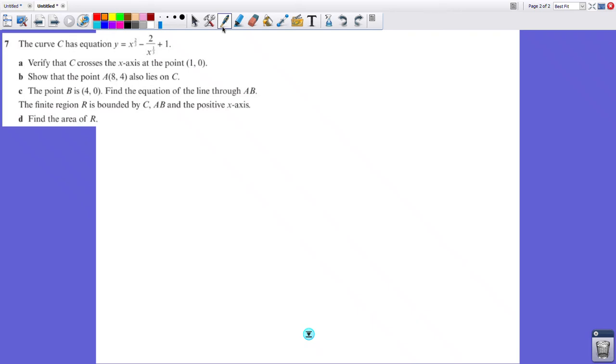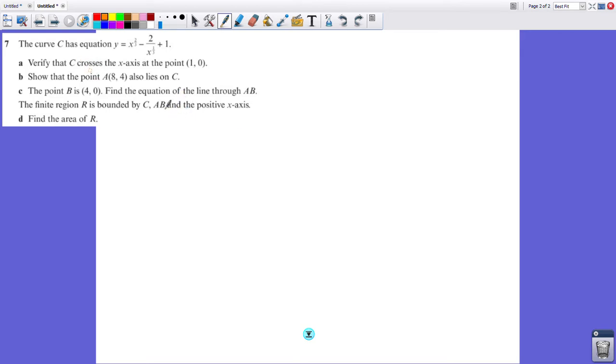Okay, so this is a multiple part question then. Part A, B and C seem fairly easy, mainly just relying on GCSE stuff. Part D is a fairly difficult integration question. We'll start right from the beginning though.